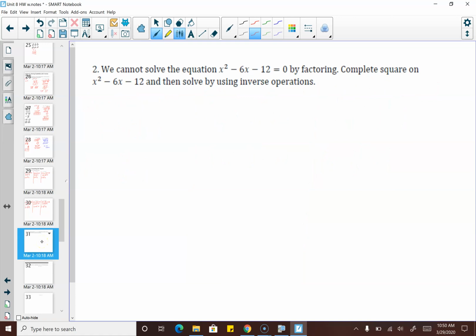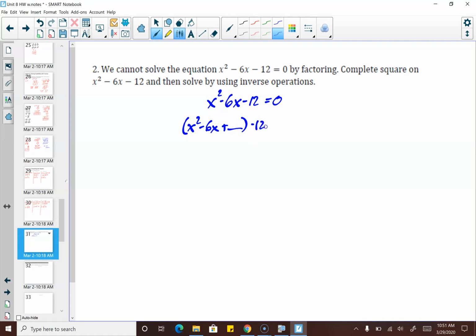We cannot solve the equation x squared minus 6x minus 12 equals 0 by factoring. That's because nothing multiplies to negative 12 and adds to negative 6. So we want to complete the square and then solve. So this is really going to be a precursor into what our next lessons look like. So we kind of did this at the end of the lesson on completing the square, where we said, all right, we're just going to set it equal to 0. And we're going to do our same process. And then once we finish completing the square, then we'll talk about how we actually use it to solve.